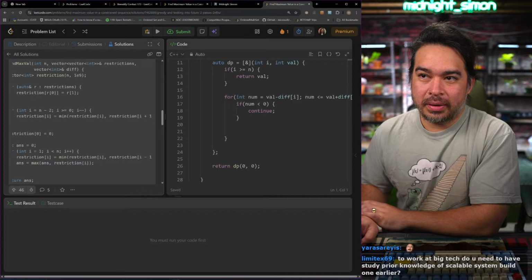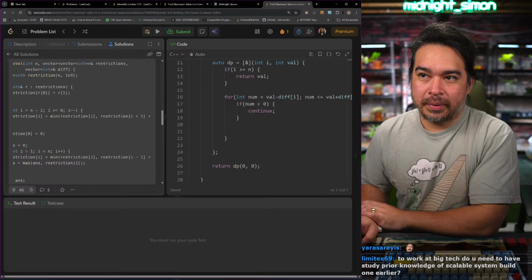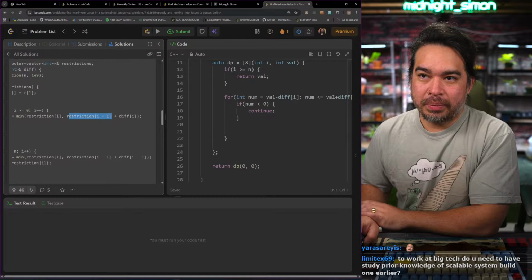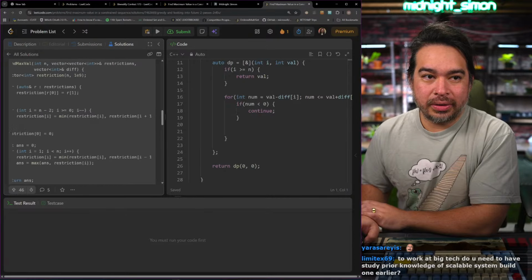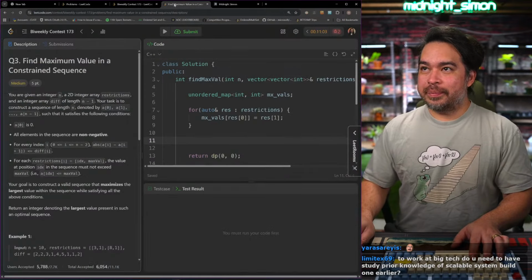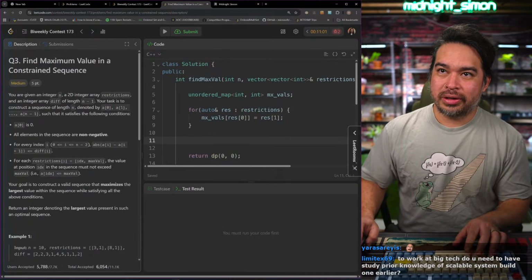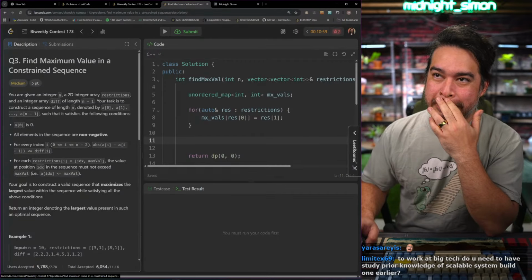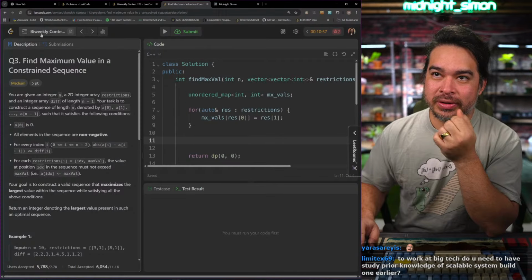Restrictions. There should be 0 plus diff. I don't know. Forget this problem, man. I'm over it. What should I do next? We got like an hour. Should I do another contest? I would have bombed this one so bad.